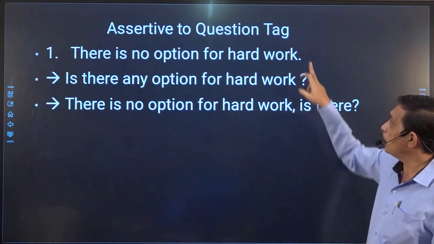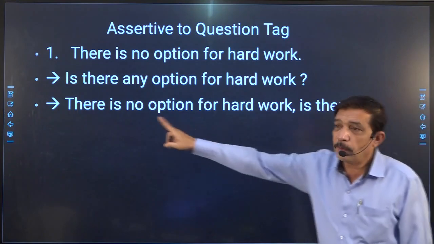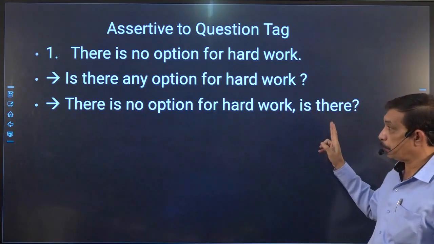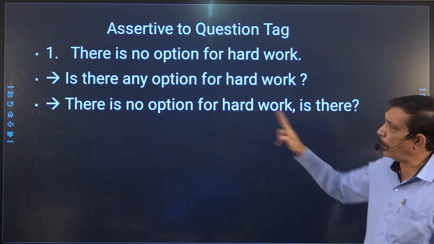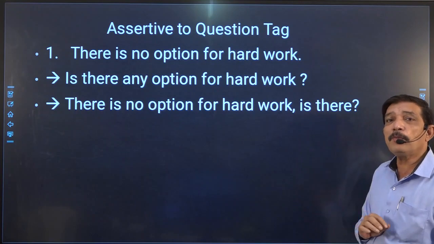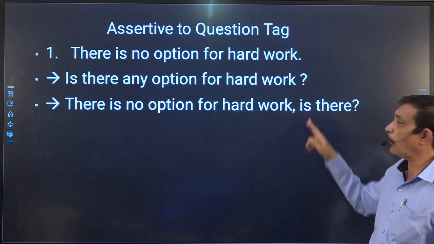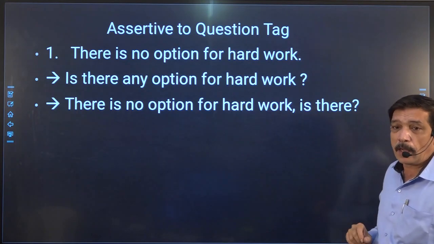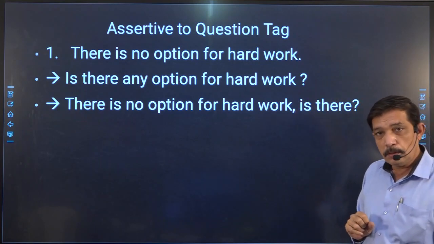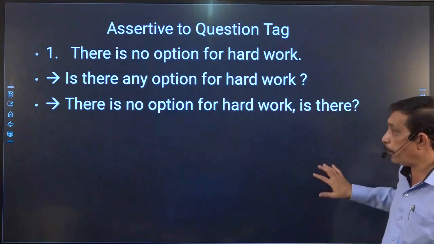Now what is the difference over here? Full stop has been changed to comma. Now the helping verb is given, so I will use the helping verb. Negation is there, so I will remove negation. Is comes at the starting, the same way as in the interrogative sentence. In a question tag, the helping verb will come in the front followed by the subject. There is no option for hard work, comma is there, and then the question mark. So this is the only change that we are making in the sentence to transform it into a question tag.